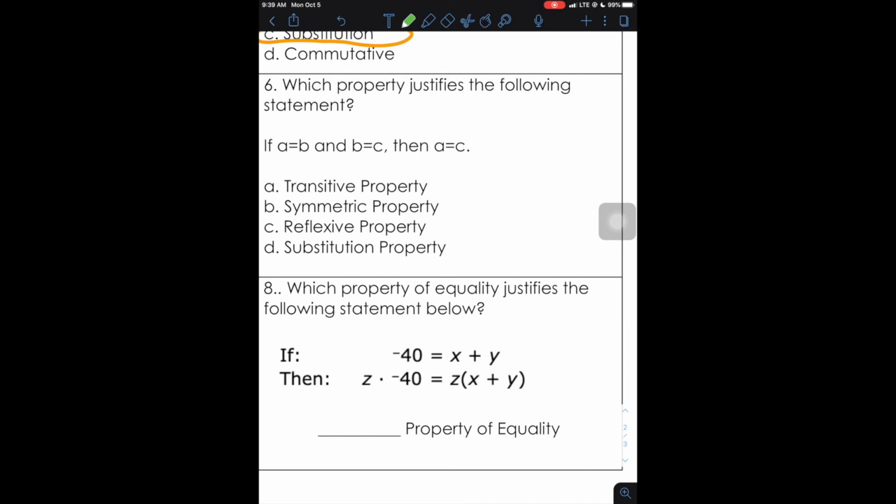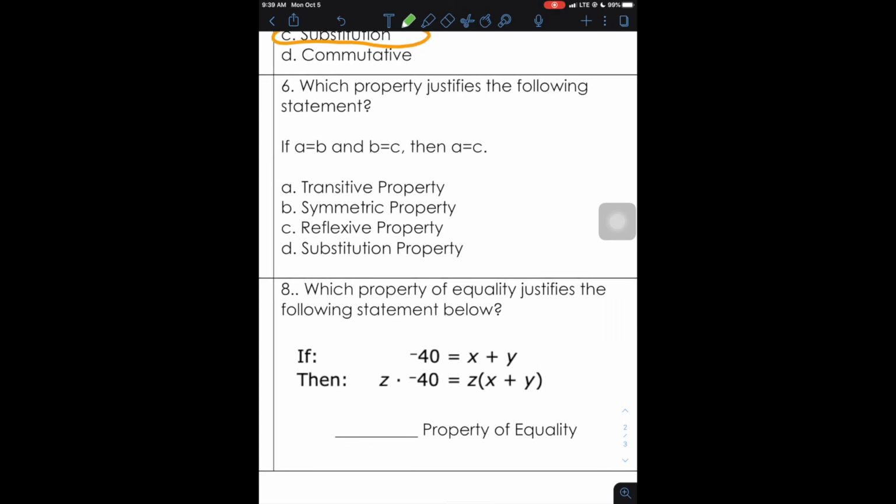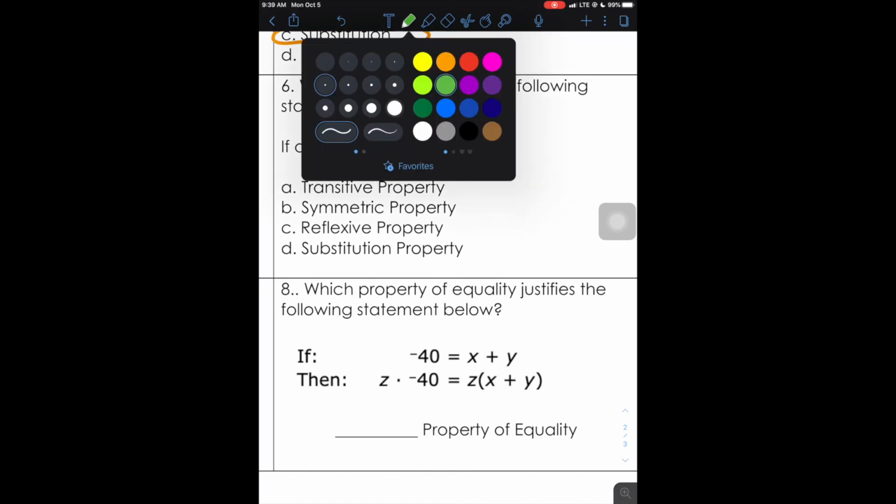Number 6. Which property justifies the following statement? If A is equal to B and B is equal to C, then A is equal to C. We really didn't go through this in the properties above, so I do apologize for putting this on here. But I would say that this is the transitive property. But we could also say substitution as well, but I really think the answer was transitive.